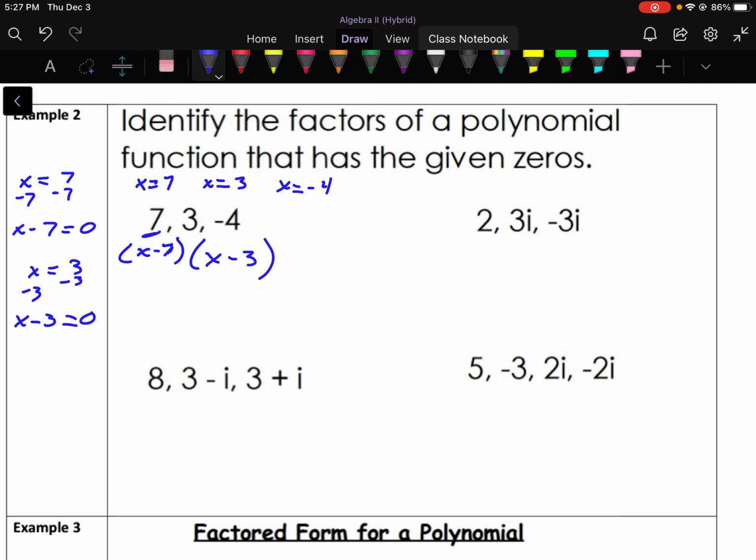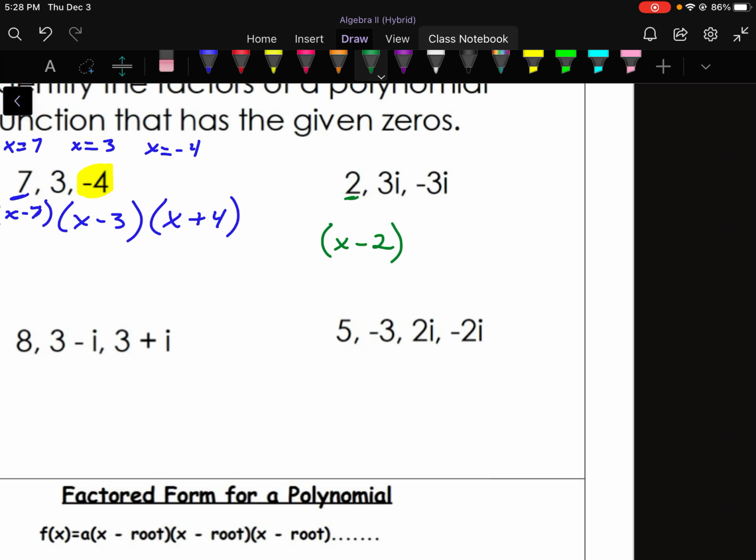All right, so the next one over here to the right. So how did we get 2, 3i, and negative 3i? Well, to get 2, we had to have had a factor that was x minus 2, because if you set it equal to 0 and solve, you get 2. To get 3i, we would have had to have had x minus 3i. And to get negative 3i, we should have started with x plus 3i. And basically, I'll do this one just because we got something a little bit different happening here. So to get 8, we should have started with the factor of x minus 8.